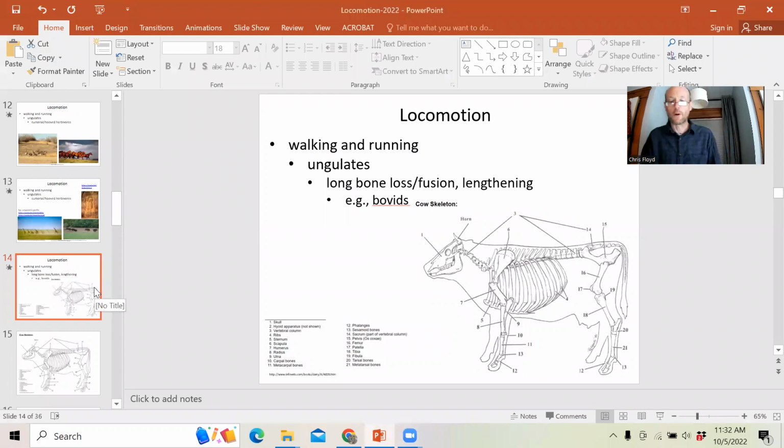Continuing on with the topic of locomotion, we're looking now at the bone adaptations that allow this to happen. In lab, you will eventually see some examples of these bones, and you've already seen the cat skeleton, which to some extent shows adaptations for cursorial movement, including the lack of a clavicle. But what's really interesting with cursorial mammals and in the ungulates is the loss of bone and fusion of bones, in addition to the lengthening of bones.